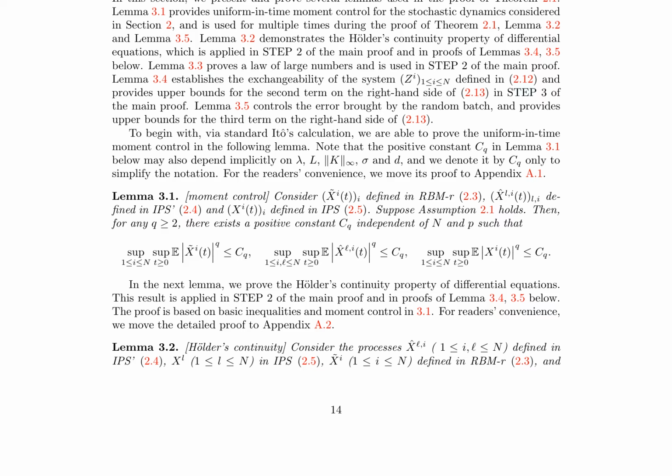Throughout the proof, the authors utilize various mathematical tools, including Ito's calculus, Young's inequality, and the law of large numbers. They also provide detailed proofs for several lemmas in the appendix, which support the main proof. Overall, the authors present a rigorous and technical analysis of the dynamics of the system, providing a comprehensive understanding of the relationship between the interacting particle system and the random batch method.